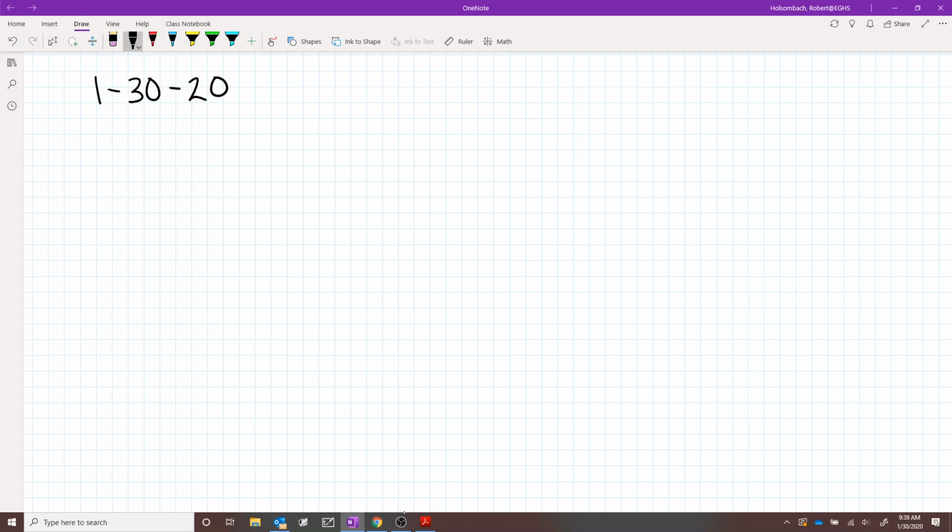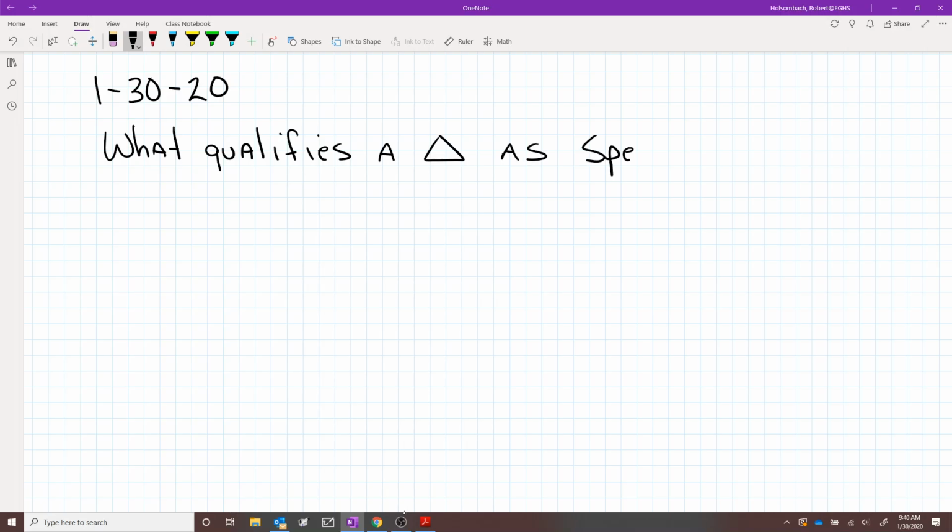And we are still talking about what qualifies a triangle as special. What qualifies a triangle as special? What type of triangles did we talk about yesterday?